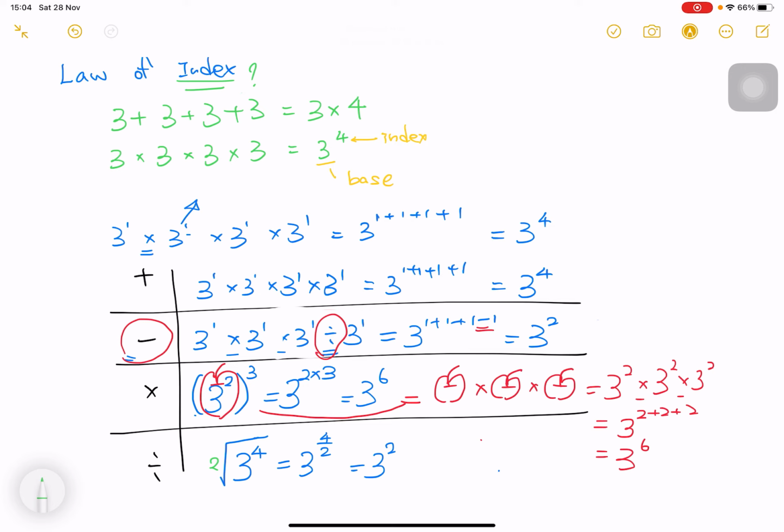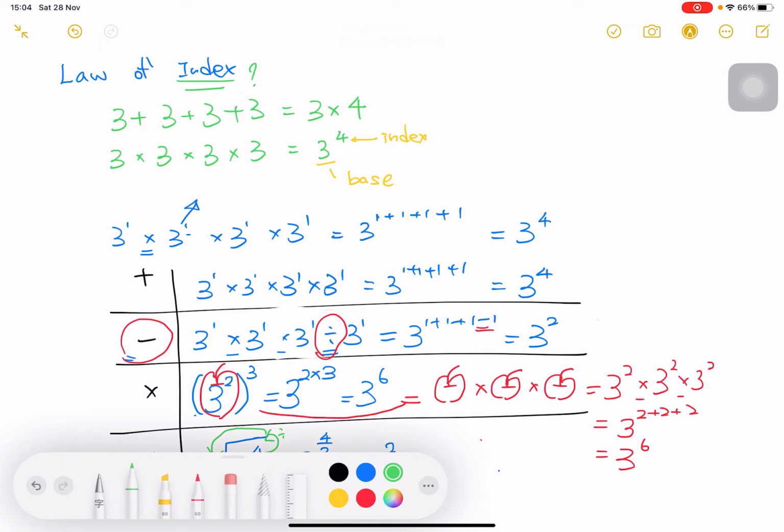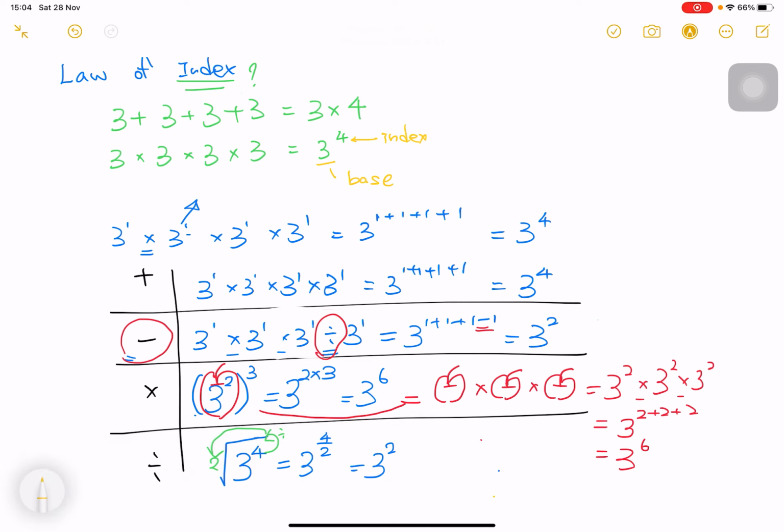So every time you see the root here, you can think of there's a 4, and then divided by 2. So you write it down in the index part, there's a 3 to the power of 4 divided by 2. And you can find out the answer is 3 to the power of 2. And you may ask, why should it be like this? Why should it be divided by 2?